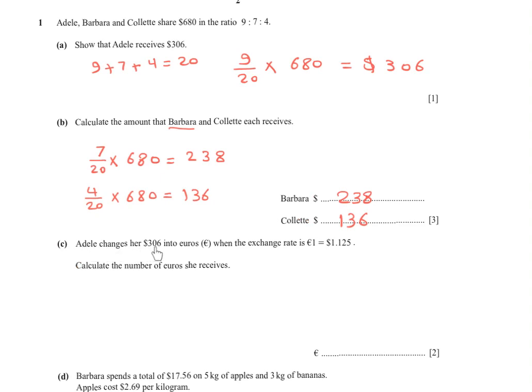C. Adley changes her $306 into euros. The exchange rate is 1 euro to $1.125. Calculate the number of euros she receives. We can use cross multiplication to solve. Write $306 below dollars, then cross multiply to find the number of euros. Answer: 272 euros.